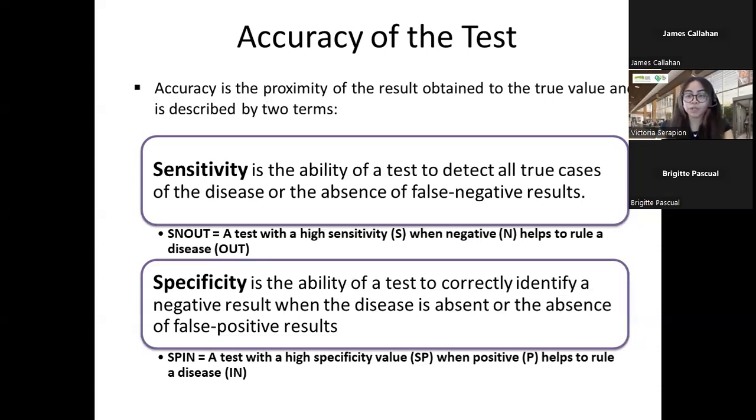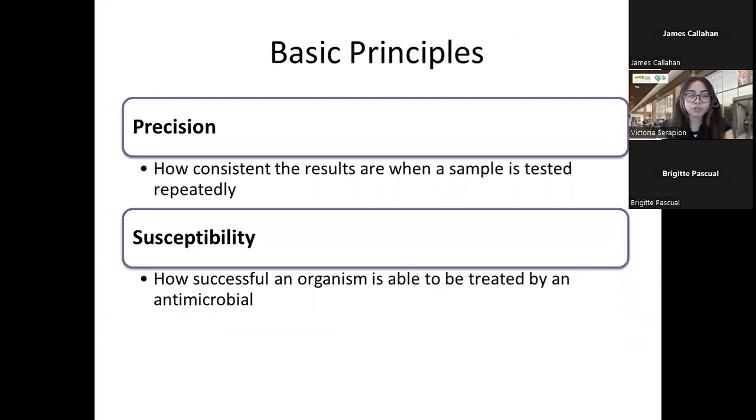It's important to note that without accuracy, a test could produce an incorrect value, so it's important to know these terms as well. And then two more terms that you should become familiar with include precision, which is how consistent the results are when a sample is tested repeatedly, and susceptibility, which is how successfully an organism can be treated by a microbial, which will be discussed later within this session.